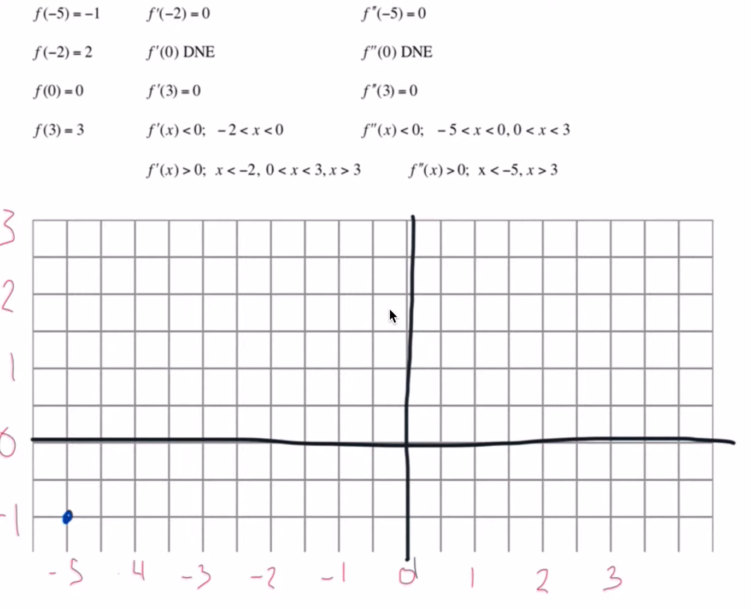When x is -2, our y value is 2. When x is 0, our y is 0. So we go through the origin. And when x is 3, our y is 3. Oh, it might go off our graph here. That's okay. So what we're now trying to figure out is what is happening between these points.